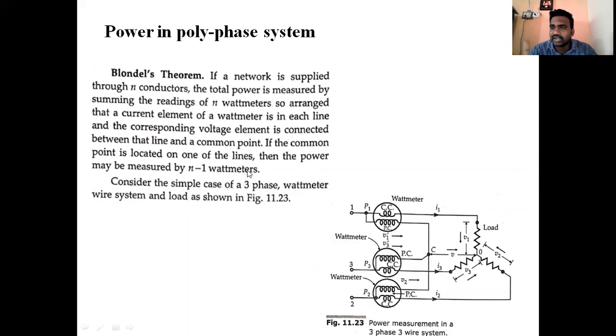That means in a network we have n number of conductors, and we measure the power with n wattmeters. In that network, all current coils are connected in series to the line, and all potential coils are connected in parallel to the line. If the common points of the potential coils are connected on a line, the power is measured with n minus 1 wattmeters. That is what Blondel's theorem states, which we analyzed in the previous class.